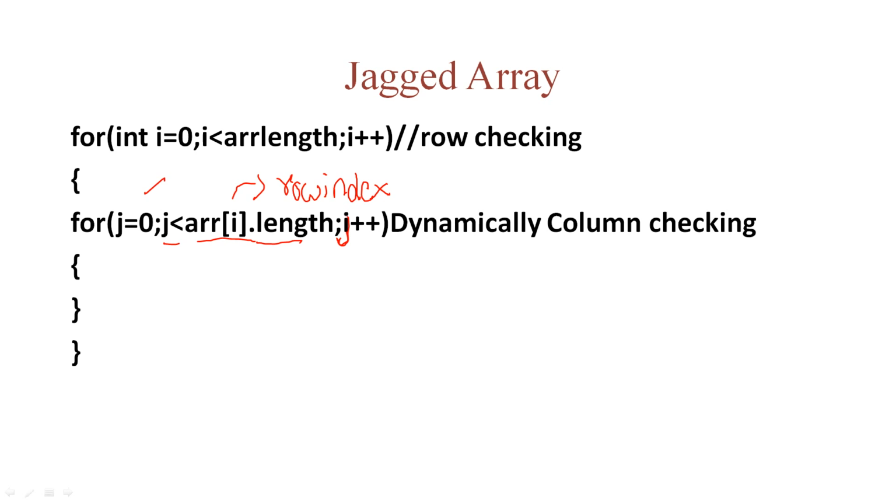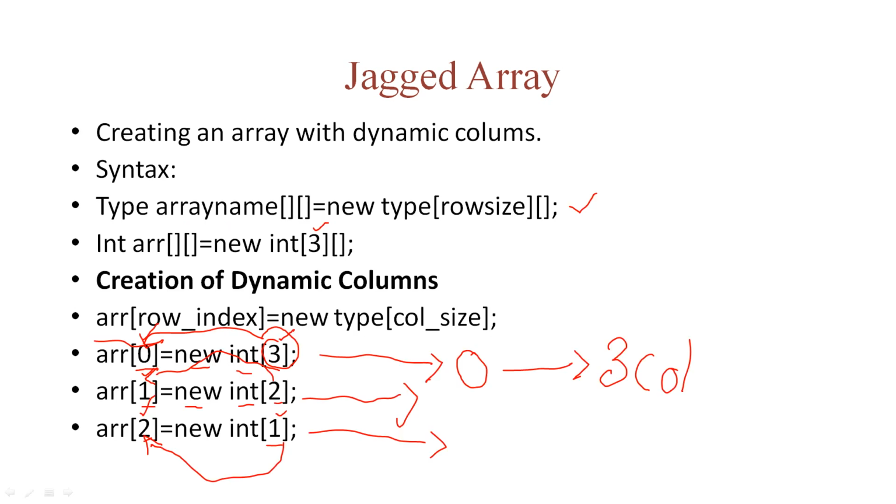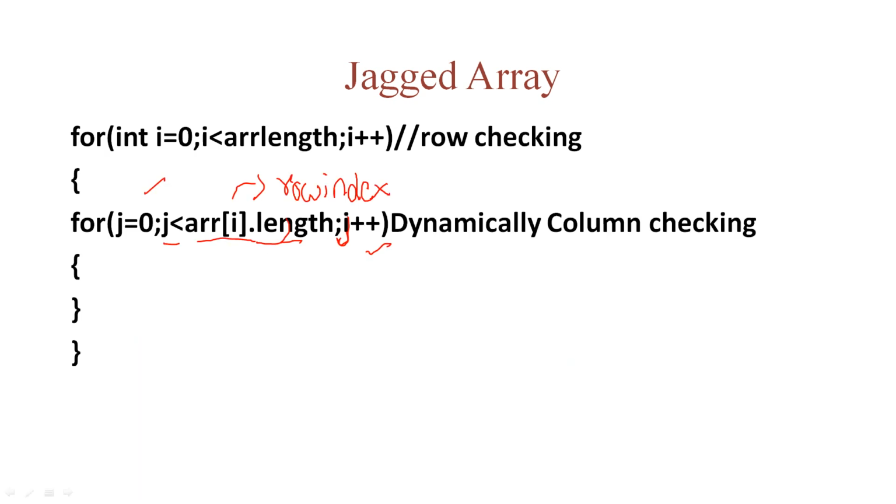So it is already known, but the condition is that instead of giving the direct value, we use array of i dot length, which gives the j limit: 3 times, 2 times. So that is how I can get array of i dot length. Now we will go to an example of how to implement this.